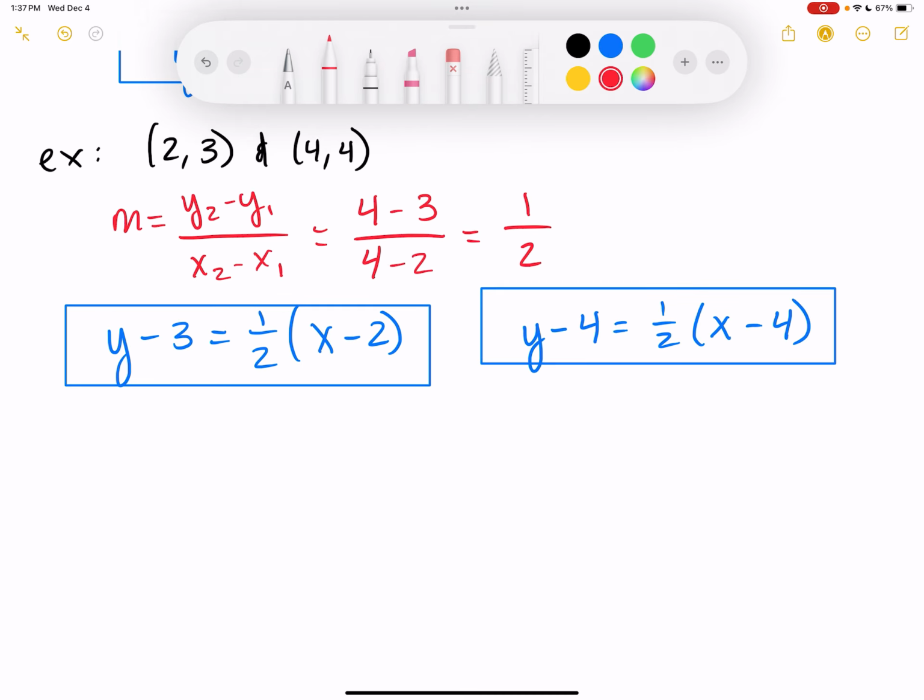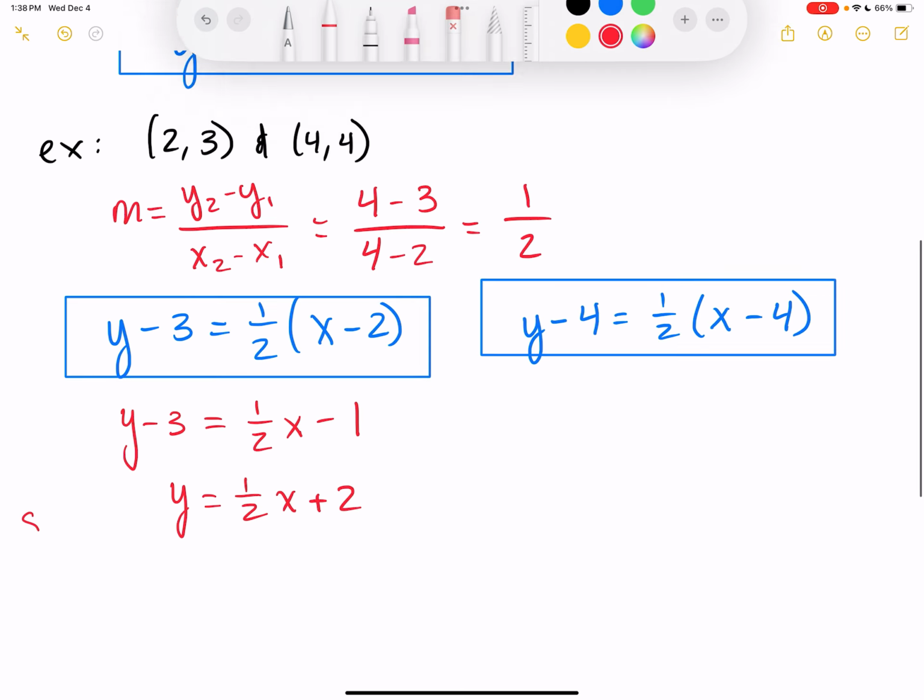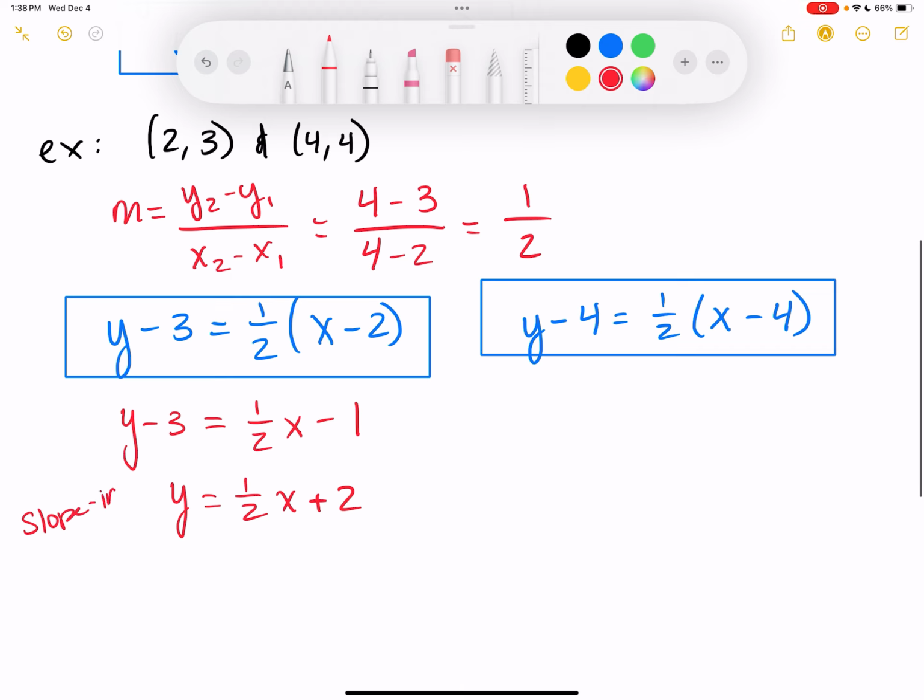If I do this, I'm going to distribute this over here first. So y minus 3 equals 1/2 x minus 1/2 times 2, which would be -1. Then I'm going to add this 3 over. So y equals 1/2 x plus 2. So that's the slope-intercept form of this same line here. This one was point slope, just for the visual.